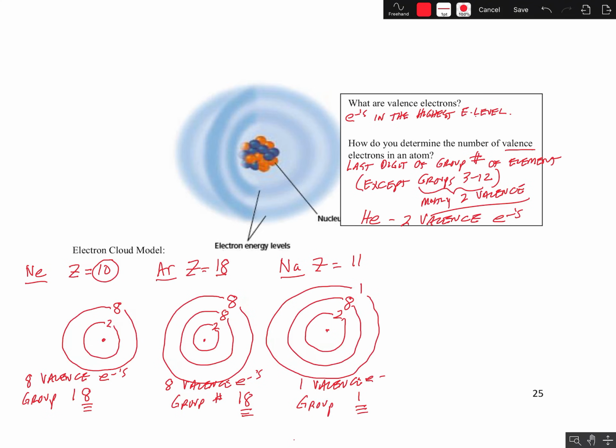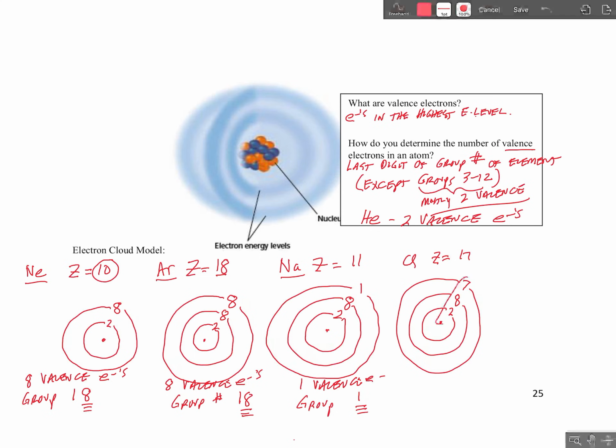for that element. Here, let's pick chlorine. Chlorine, atomic number 17. Here's its nucleus. So 17 electrons. Can't we fit 2 in the first energy level? 8 in the second energy level? And we can squeeze 7 more in that third energy level to give us a total of 17, right? So the valence level has 7 electrons in it. So we say that chlorine has 7 valence electrons. And it's in group number, guess what? 17. It works again.